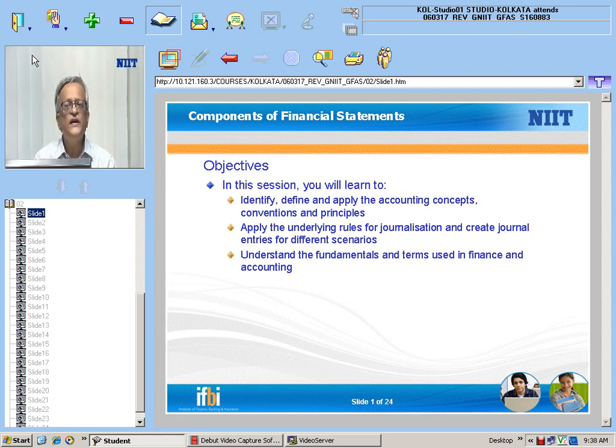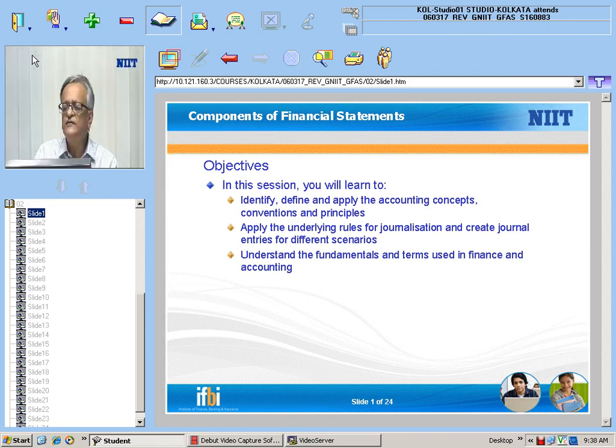So in this session you will learn to identify, define and apply the accounting concepts, conventions and principles, applying the underlying rules for journalization and create journal entries for different scenarios.